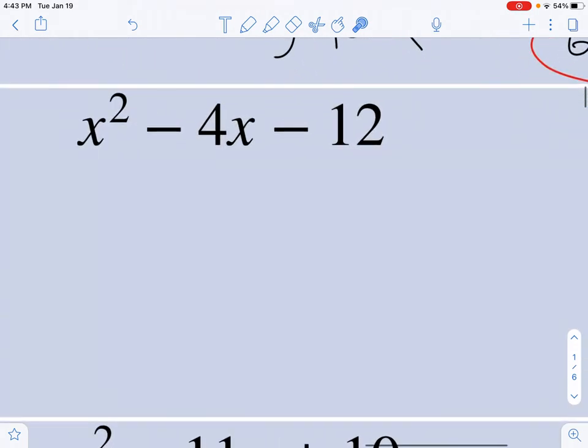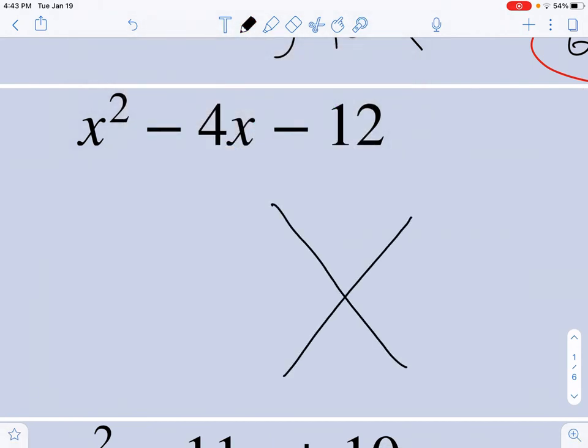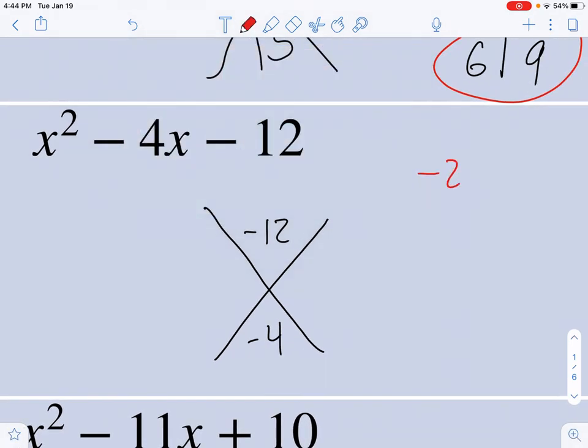All right, let's keep doing this because I think the more you see it, the better you'll get at it. So negative 12 on top. No leading coefficient, I don't need to multiply. Negative 4 on the bottom. I'm looking for what would multiply to make negative 12. I have 1 and 12, 2 and 6, 3 and 4. So which one would combine to make negative 4?